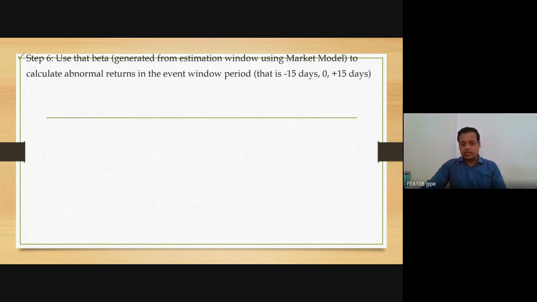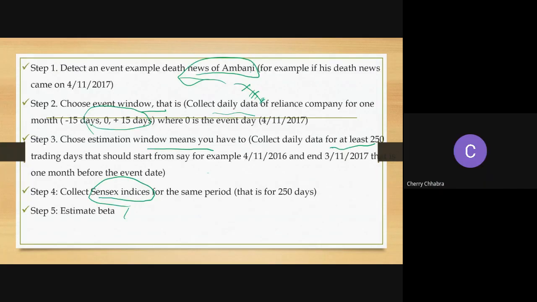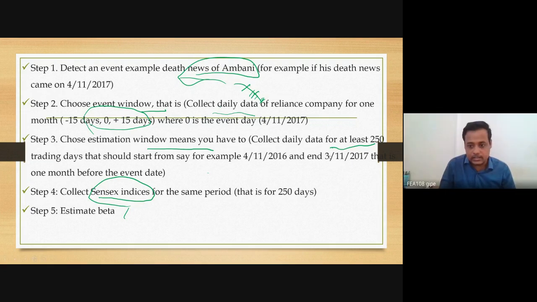Sir, could you go back to the previous slide? In step 3, you have chosen the data from 4 November 2016 to 3 November 2017, and the news came on 4 November 2017. This is one wrong.